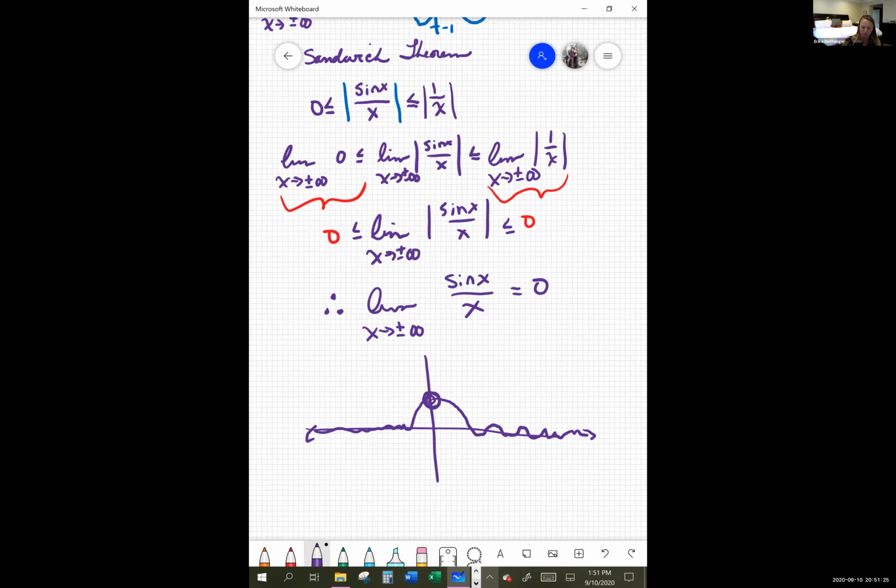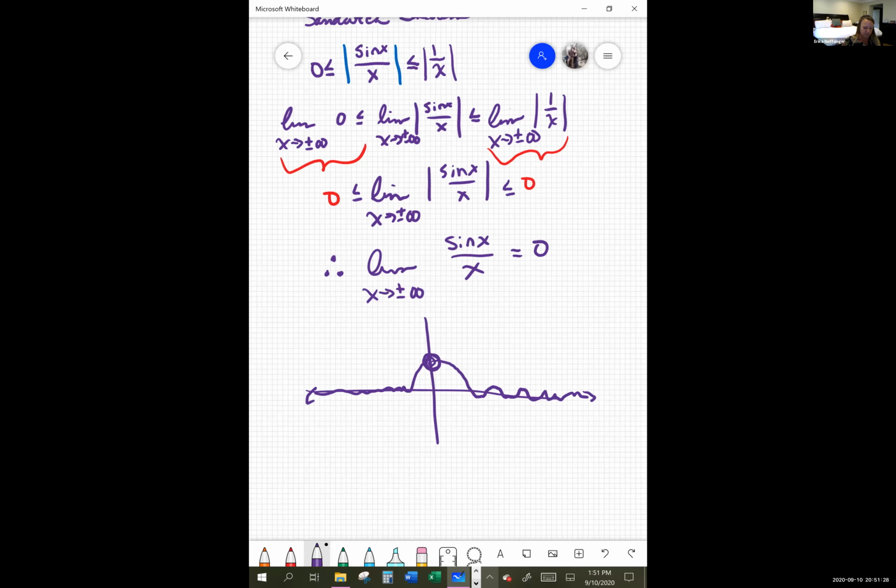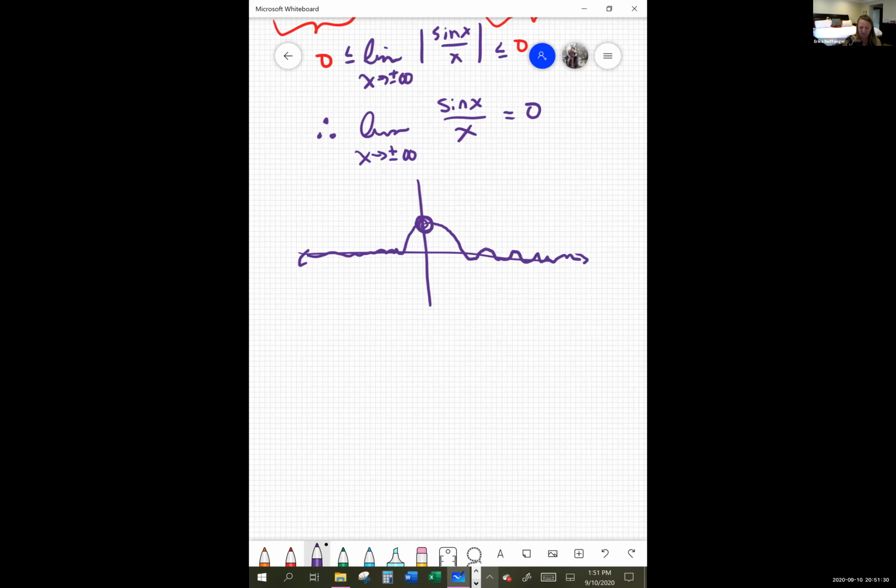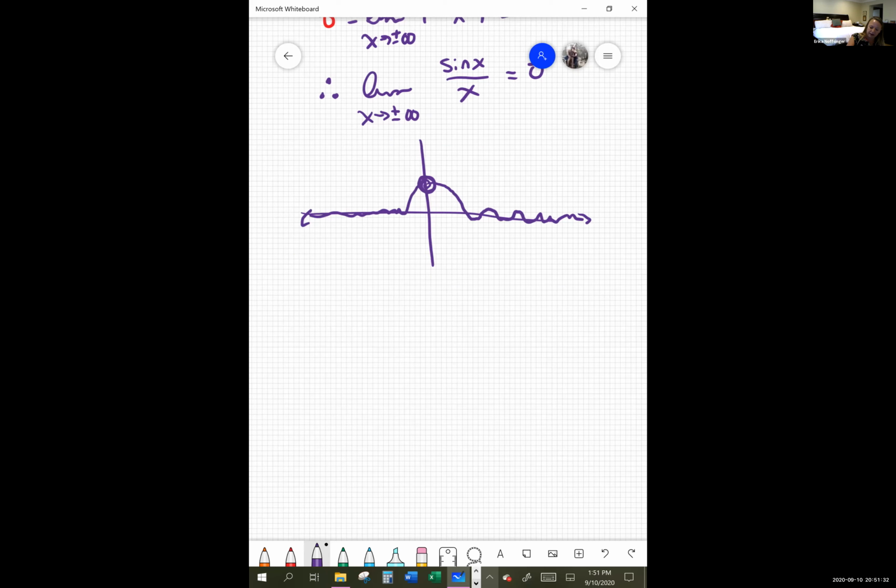I'm going to do one more example. I know it's past time for class to end, but you're welcome to stay if you want to see one more example. You probably have one like this on the homework, where you have the limit as x approaches infinity of the square root of x squared plus 25 minus the square root of x squared minus 1.